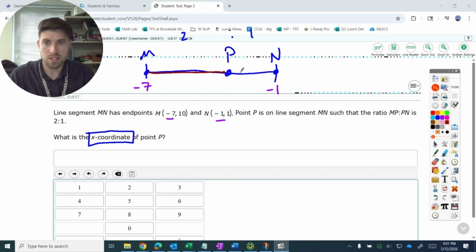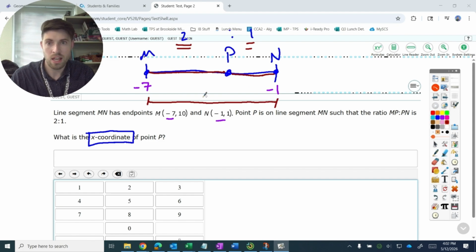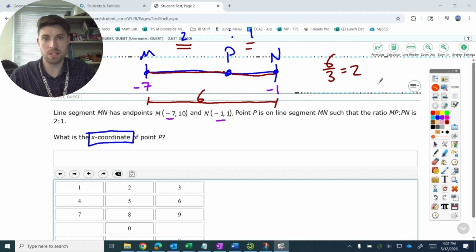Okay, if I want to break this into a ratio of 2 to 1, that means that I'm going to make this into 3 equal chunks, right? 2 for this first group and then 1 for the second group. And that will split in a ratio of 2 to 1. So I need to know how long is this total thing? Well, from -7 to -1, the distance here is 6 from M to N, right? The length of that is 6. And so if I want to split that into 3 equal pieces, we'll divide that by 3. So each one of those pieces is 2.